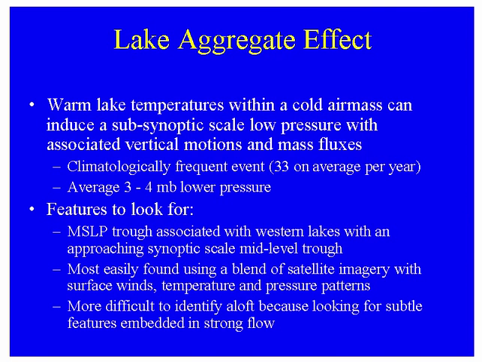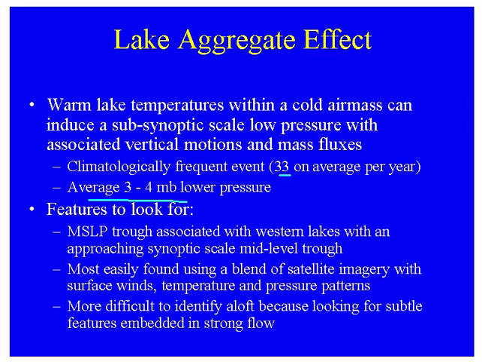So in summary, warm lake temperatures within a very cold air mass along the western lakes can induce a subsynoptic scale low pressure trough with associated vertical motions and fluxes. Greg's done some studies and found that these events are climatologically frequent. They happen on average 33 times per year, and on average the pressure falls may be 3 or 4 millibars. They can be less, can be a little more, but generally between 3 and 4 millibars.